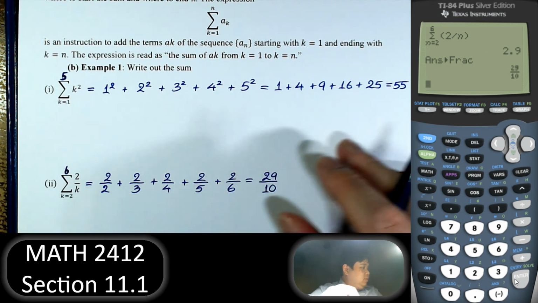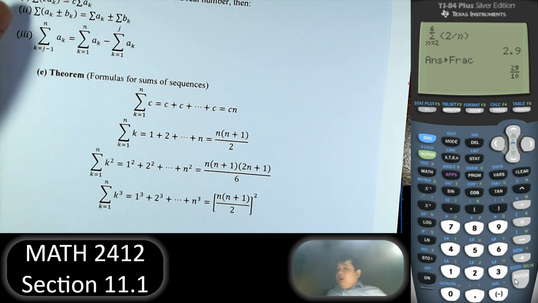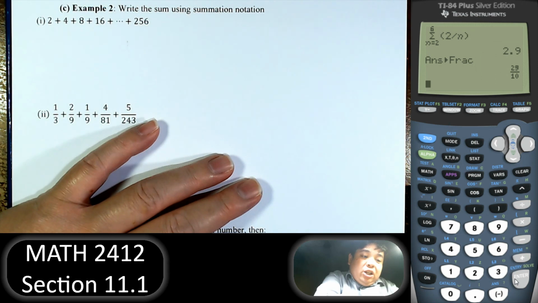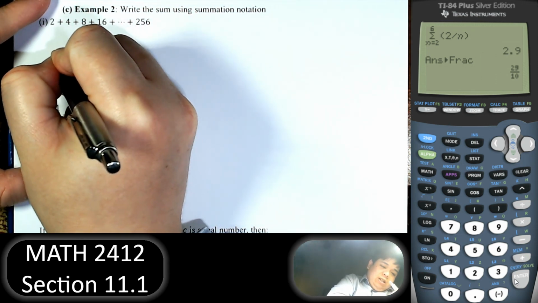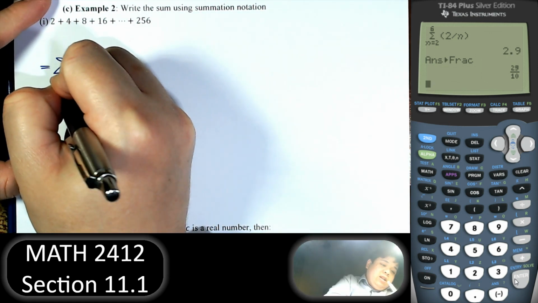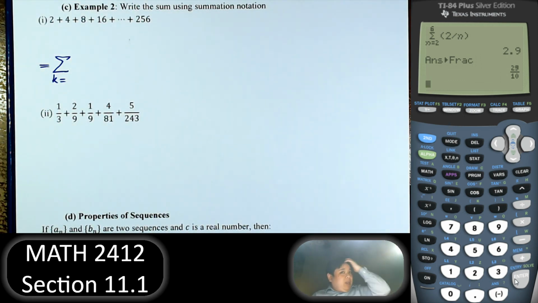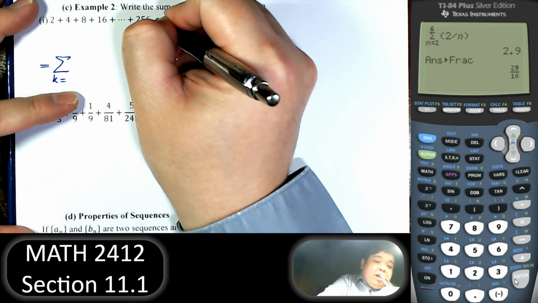Right. So it's simple enough. Now the opposite direction is not as trivial. Rather, we're going to write using the summation. Let the index be k, equal to something, of something. Now, in order to do that, we have to recognize the pattern of the term in the sum.